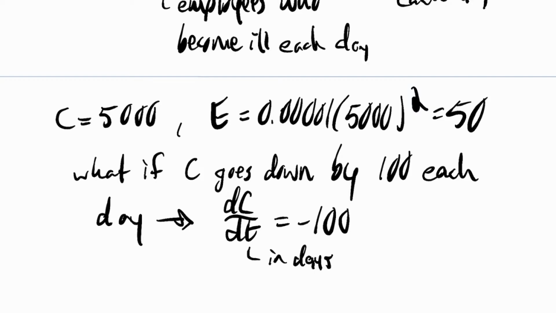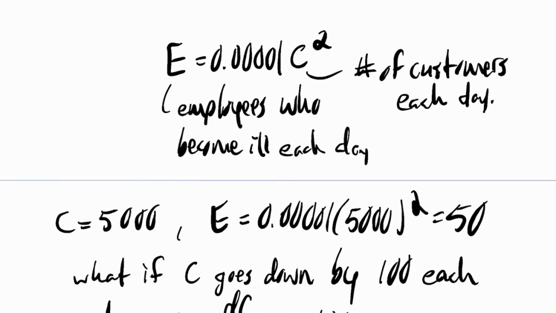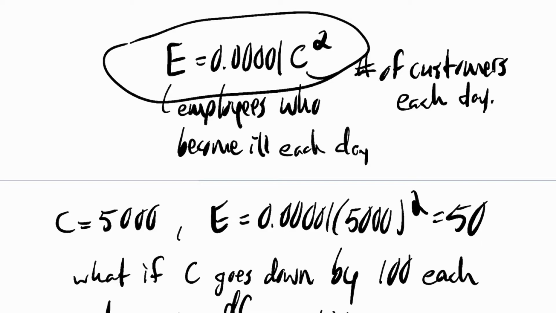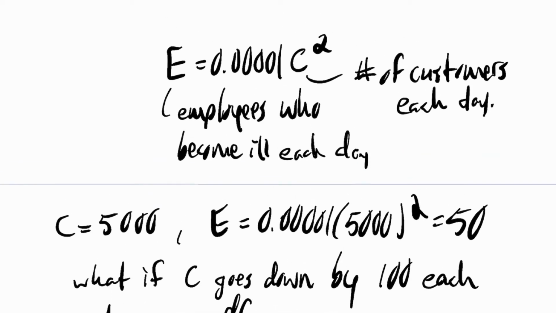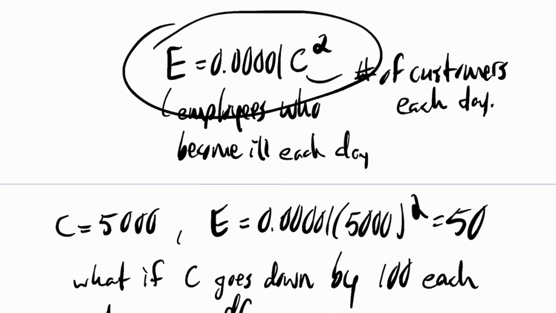Okay, well, if that happens, how will that affect the number of employees who become ill each day? Well, we can use implicit differentiation to find that. What I really want to do is take this equation that relates the number of employees who become ill to the number of customers who are seen that day, and turn that into an equation about the rate of change, the rate at which employees become ill and the rate at which customers are coming to the store, right? Again, assuming no safety measures. So I'm going to apply what I like to call a time derivative to this equation.